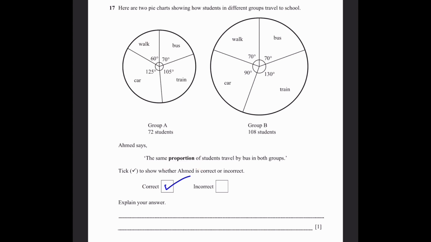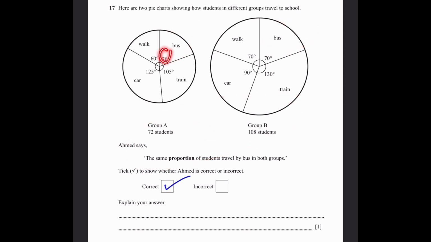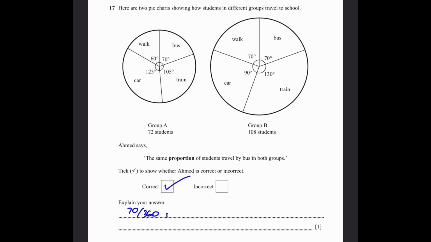Proportion means, when you make it as a fraction, both of them have the same number who go to school by bus. Over here, 70 degrees is 70 by 360. And 70 by 360 is the same fraction for both pie charts. That's what we show. 70 by 360 is the fraction or proportion for both groups or pie charts.